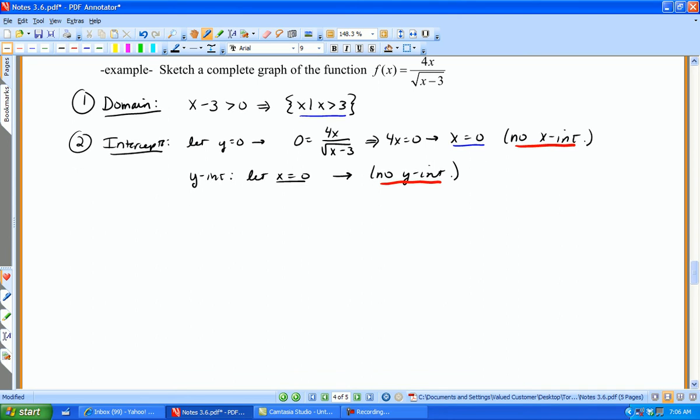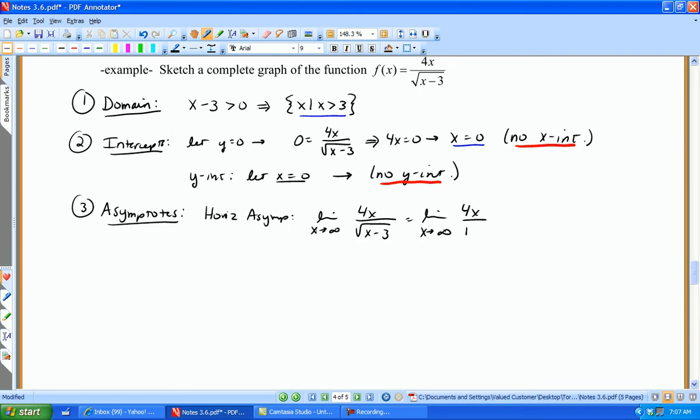Okay, next. The next thing we were concerned with was asymptotes. In terms of a horizontal asymptote, what we want to do is take the limit as x goes to infinity of 4x over the square root of x minus 3. If we think of end behavior, that's the limit as x goes to infinity of 4x over radical x. Since the degree of the numerator is higher than the degree of the denominator, this is going to head to infinity, so there is no horizontal asymptote.